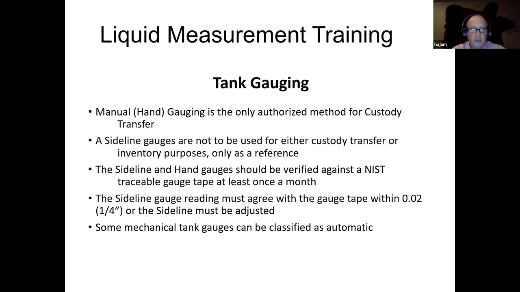Typically there's a level of agreement between the tank gauge reading in this era. Quarter inch, in my opinion, may be too much for a sideline adjustment to be made for purposes of just reading inventory, but must be made if we're doing custody transfer. And sideline is not used for custody transfer, but if that sideline is somehow deemed to be an automatic tank gauge, then those adjustments would be made. So be aware that you want to try to stay away from any automated or sideline type gauging in custody transfer.